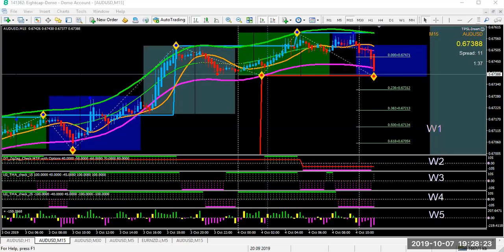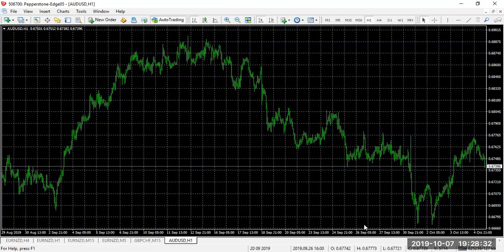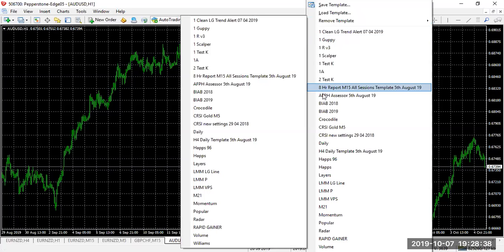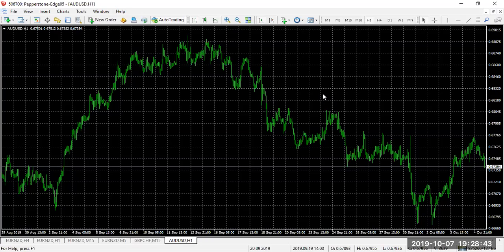Okay, sorry. I've just moved my chart, so everything disappeared. It's my fault because I didn't put on the new share. Okay, so just what it looks like in Pepperstone.